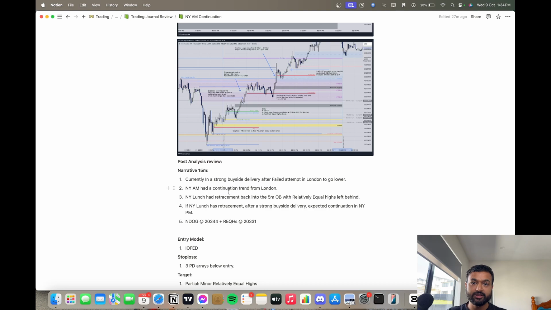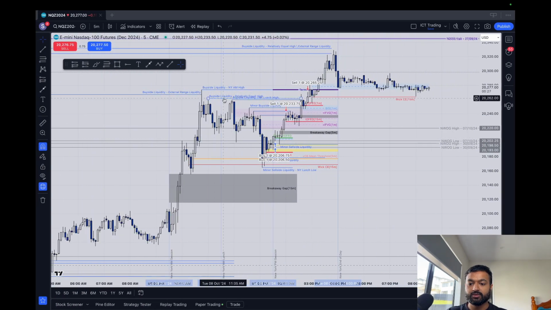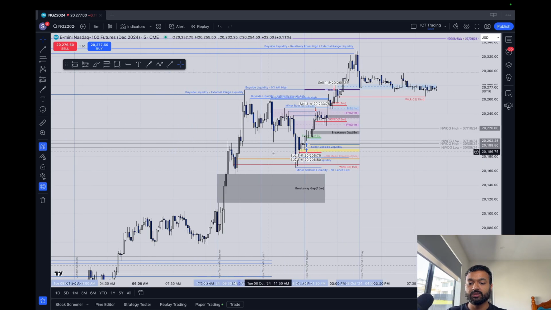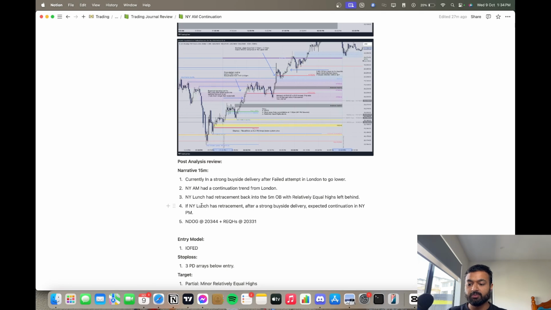Then New York lunch had a retracement, so you can see here a retracement back down between the hours of 11:30 to 1:30. So that is the New York lunch period, a period of 2 hours, and we had a retracement. But one thing I did note when it retraced was we retraced into a 5-minute order block formed in the New York AM session with nothing below except a breakaway gap on the 15. So keep note of that.